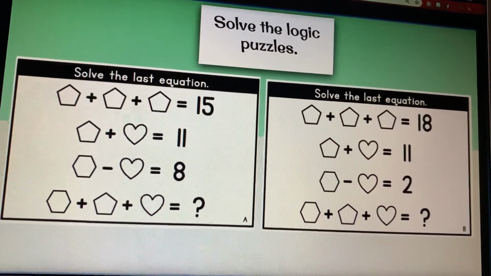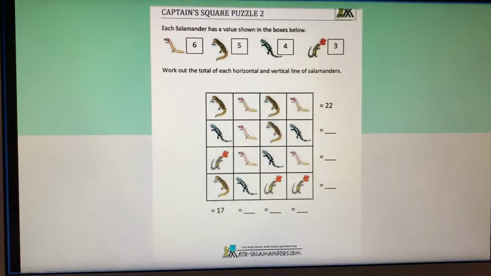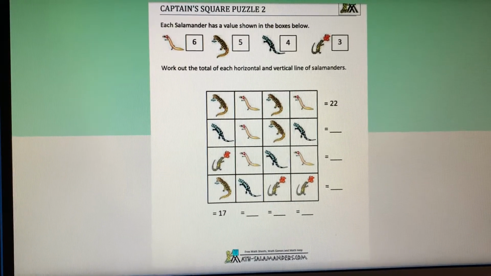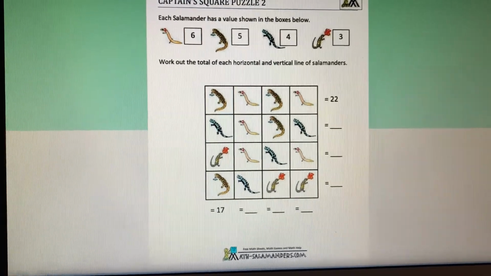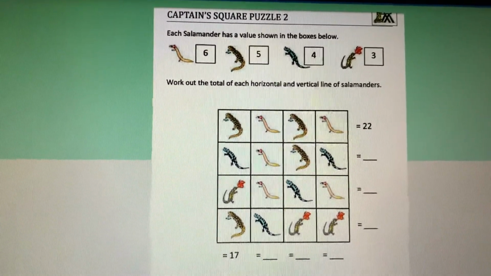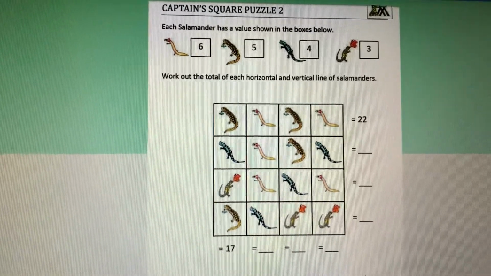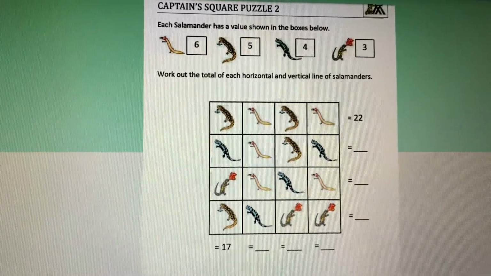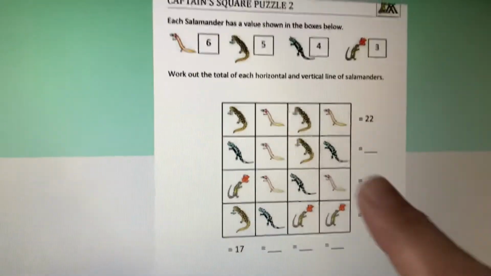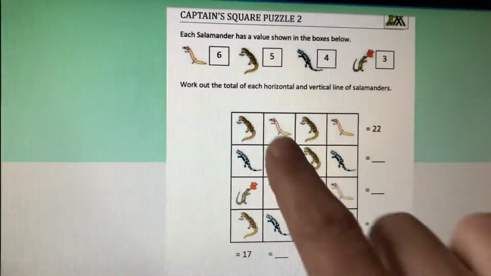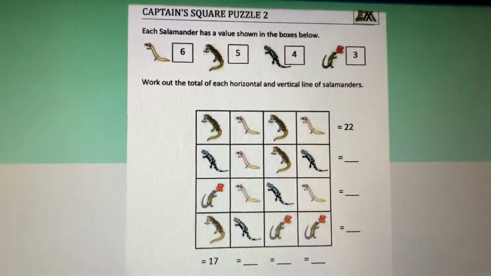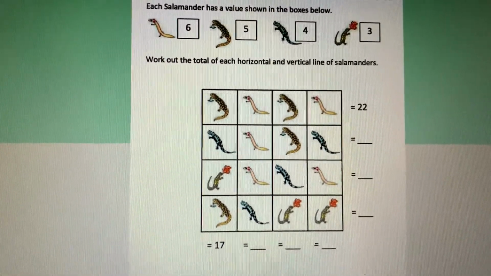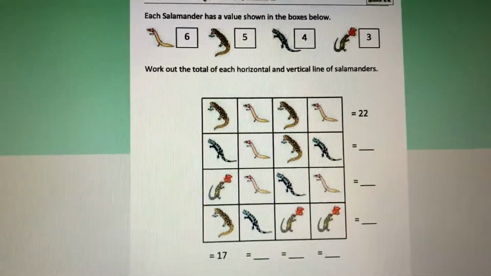All right, here's your second slide. So this one is called Captain Square Puzzle 2, and it says each salamander has a value shown in the boxes. So the first salamander's worth 6, the second one is 5, the third is 4, and then the last one is 3. Work out the total of each horizontal and vertical line of salamanders. So if you go across those 4 salamanders, right here, equal 22, and if you go down, those 4 salamanders equal 17. So you need to figure out the value of the salamanders, and then you could write it in a box or make your own equation on paper and then get your totals.